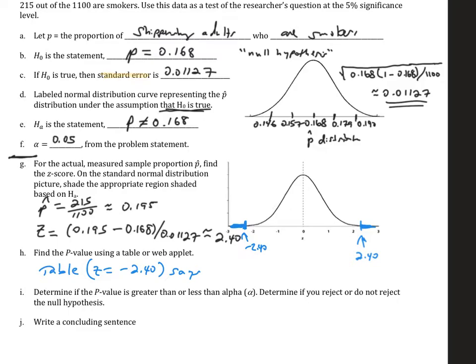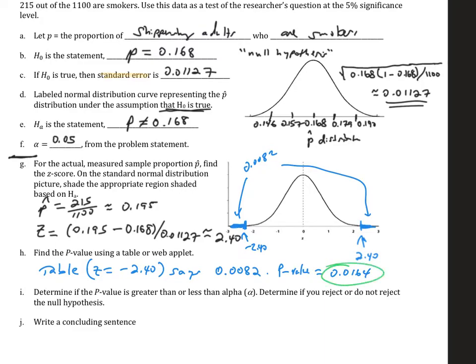that the amount of area is 0.0082. So that's how much area is here, 0.0082, which means there's also 0.0082 there. And so the total area, the p-value, is just the sum of those two things. In other words, twice 0.0082. So that's 0.0164.